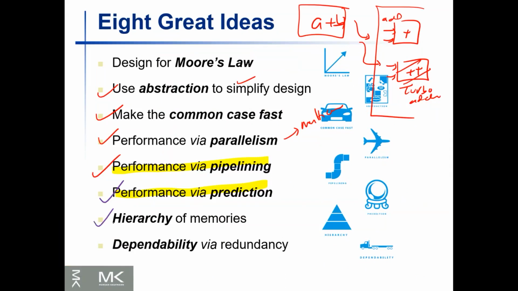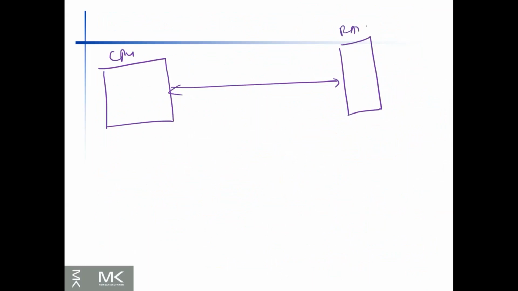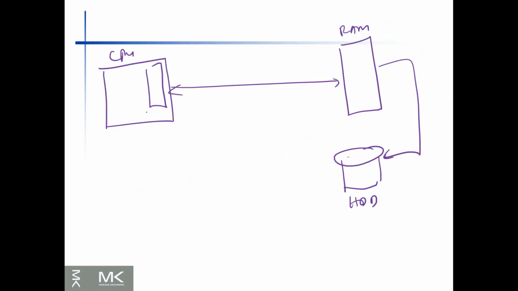Okay, next is hierarchy of memories. What does hierarchy of memory mean? Hierarchy of memory means this. We have our CPU here, and the CPU talks to our memory, RAM, and the RAM talks to our hard drive, which could be a solid state drive or something like that. And we have this register, which is a temporary storage in our CPU.